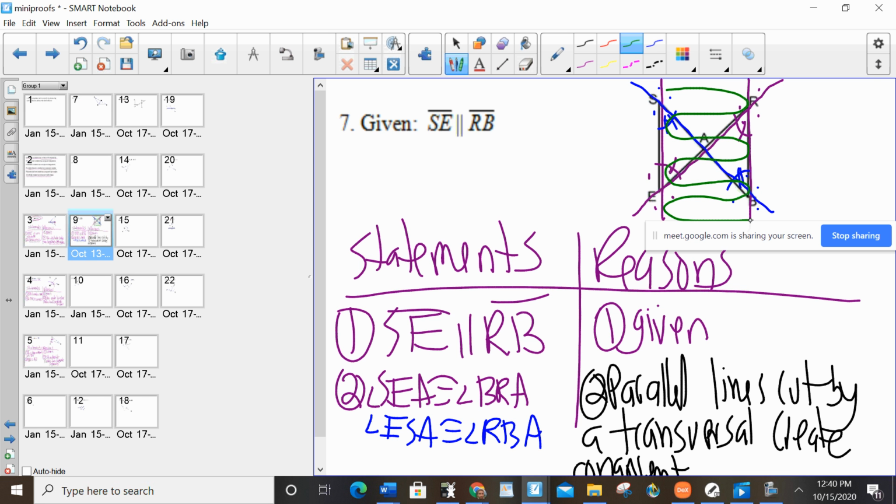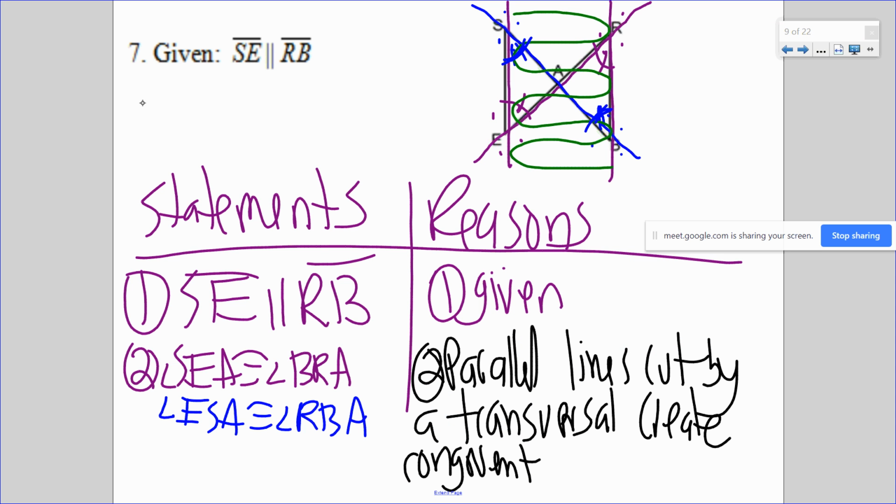Let's look at the blue angles. This blue angle is inside the green. This blue angle is inside the green. Since they're both inside, they're going to be alternate interior angles. If they were both outside, they would be alternate exterior angles. If it was 1 and 1, they would be corresponding angles. And again, we did yesterday's lesson on that.